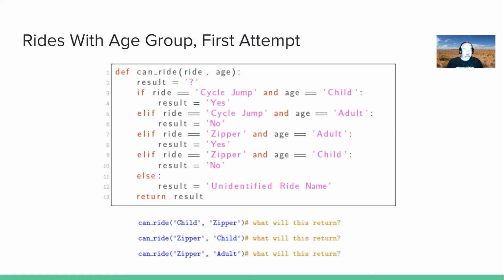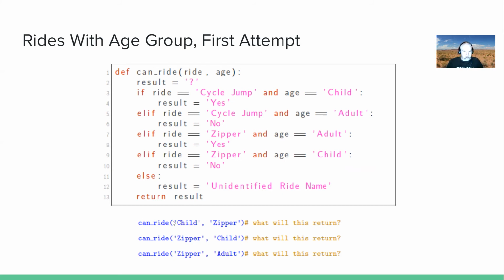And then essentially we're creating a variable called result, and that's what we're going to return. We're going to return whatever the value of result is. And so if we look through this, we're basically saying if ride equals Cycle Jump and age is equal to child, then the result will be yes, because only children can ride the Cycle Jump. If ride equals Cycle Jump and the age is adult, the answer would be no, because adults can't go on the Cycle Jump, and so on and so forth, right?